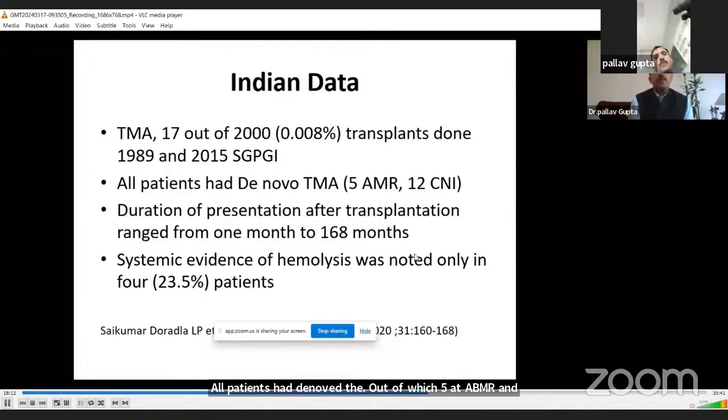There were no reported cases of recurrent atypical HUS in this study. The duration of presentation after transplantation ranged from 1 month post-transplant to as long as 168 months post-transplant. And systemic evidence of hemolysis was noted only in 4 of the 17 patients.